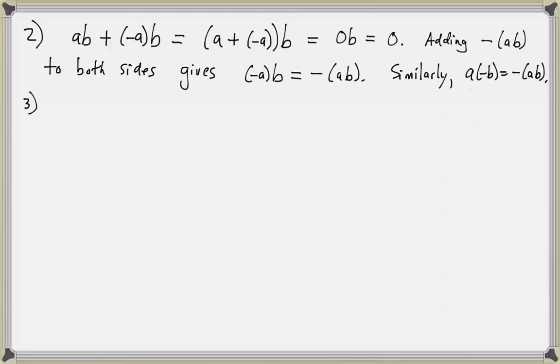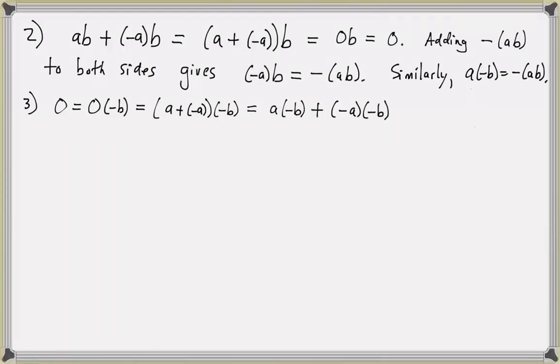Property 3, let's begin with 0. 0 equals 0 times negative B. Then I can write 0 as A plus negative A times negative B. And then by the distributive property, this equals A times negative B plus negative A times negative B. And then by property 2, A times negative B equals the negative of AB. So this equals the negative AB plus negative A times negative B. And then by adding AB to both sides, we obtain the desired result.